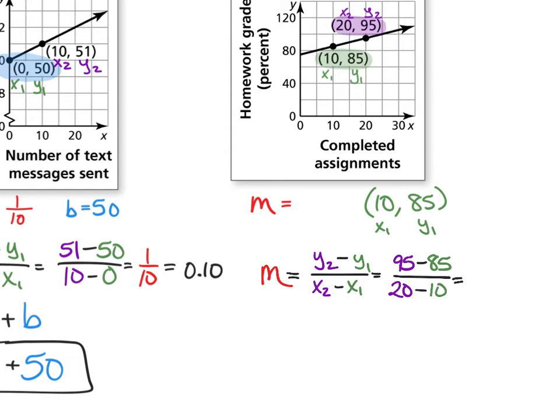We would use our brains or our calculators to reduce this. 10 over 10. So it's a 1. It's 10 over 10, which, yes, reduces to the number 1. So my slope is the number 1. Fabulous. It's all stuff we've done before.